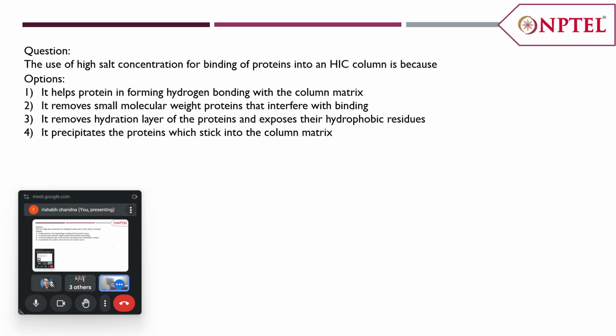The use of high salt concentration for binding of proteins into the HIC column is because it helps the protein in forming hydrogen bonds with the column matrix; it removes small molecular weight proteins that interfere with binding; it removes the hydration layer of the protein and exposes their hydrophobic residues; or it precipitates the proteins which stick on the column matrix. What can be the correct answer? Any more answers?